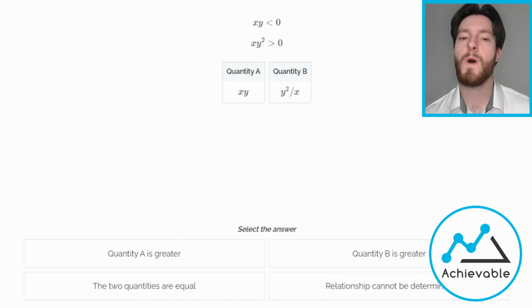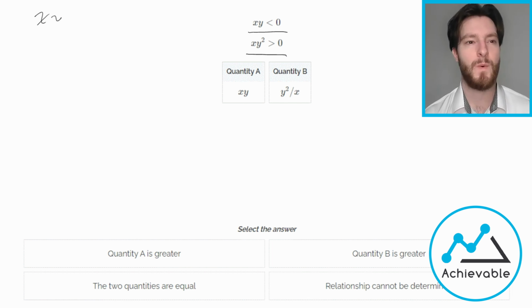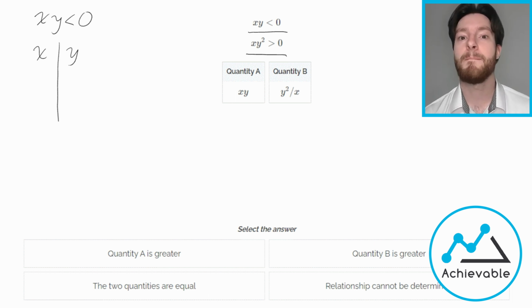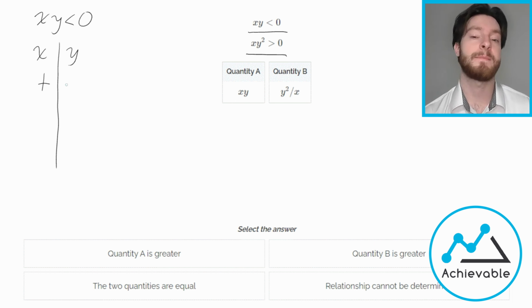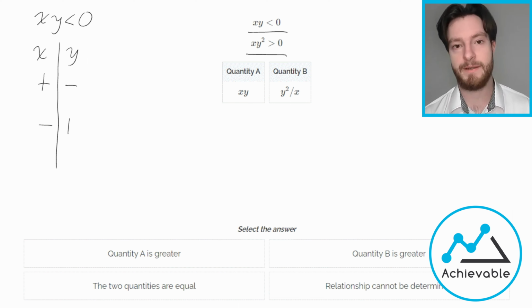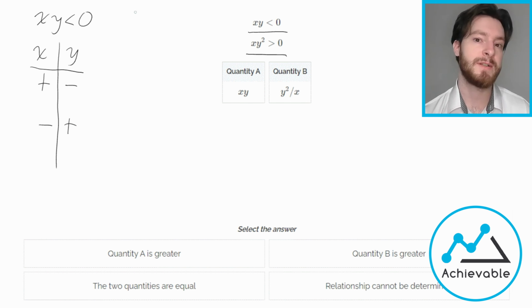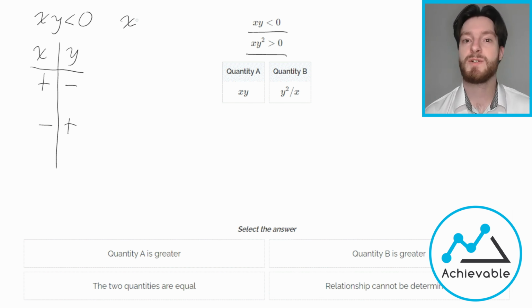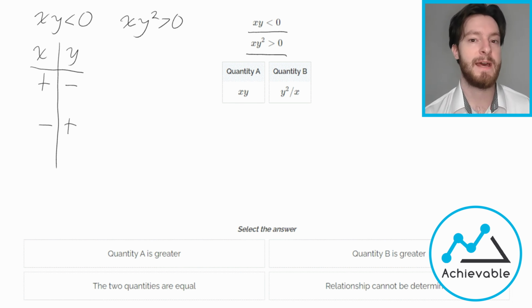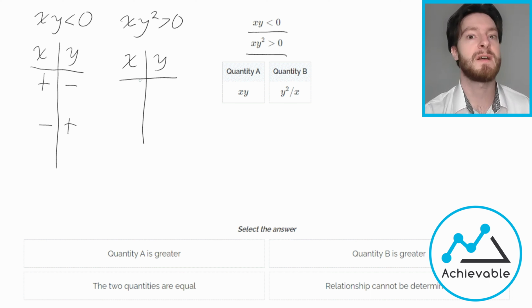It says x times y is negative and x times y squared is positive. If x times y is negative, it just means that either x or y must be negative, because a negative times a positive is negative. Now, the other constraint has x times y squared is positive. So we know that those multiplied together is greater than 0, and both parts must be positive, or both parts must be negative.